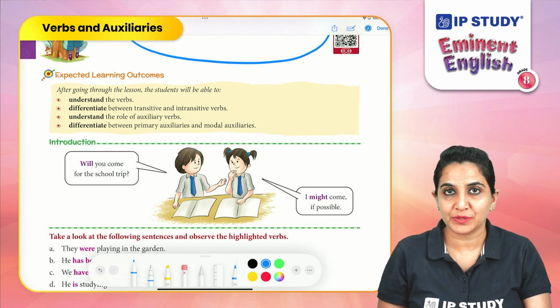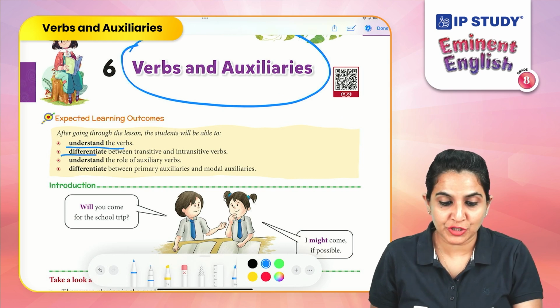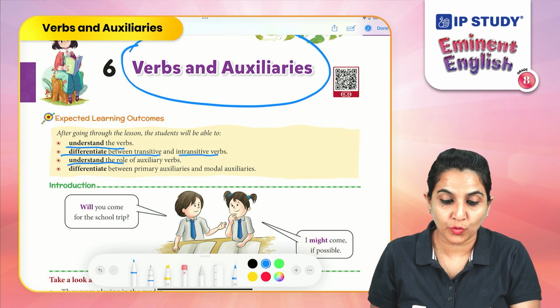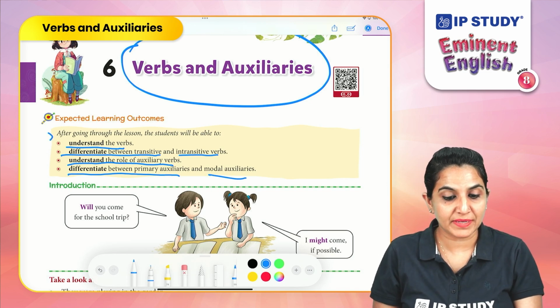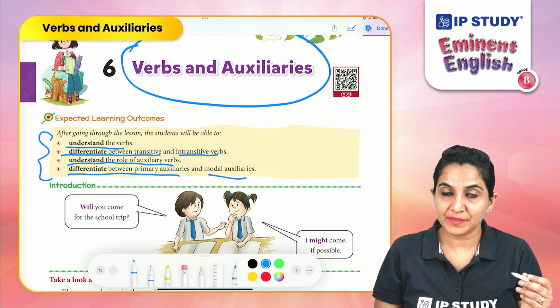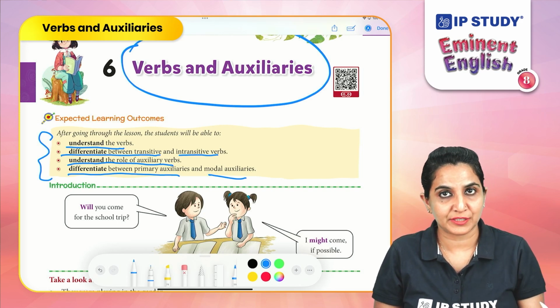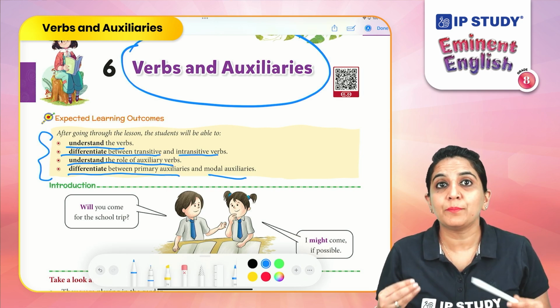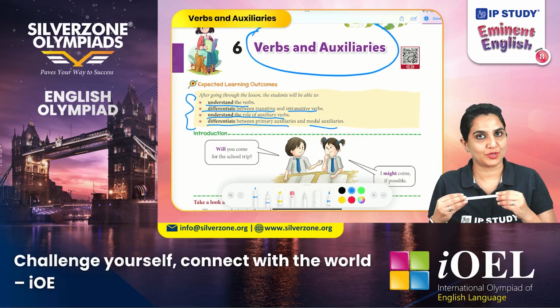So we will be able to learn and understand the verbs, differentiate between transitive and intransitive verbs, understand the role of auxiliary verbs, and differentiate between primary auxiliaries and modal auxiliaries. So we will basically cover what is a verb, then understand the difference between the transitive and intransitive verb. We will also understand what is the role of auxiliary verb, why they are important, and differentiate between the primary auxiliaries and modal auxiliaries.